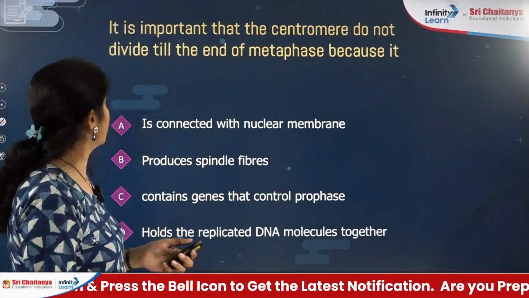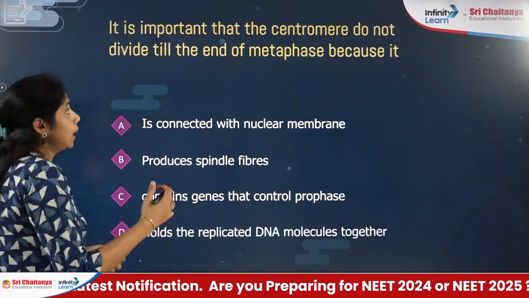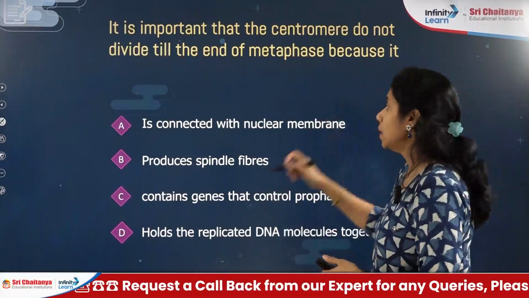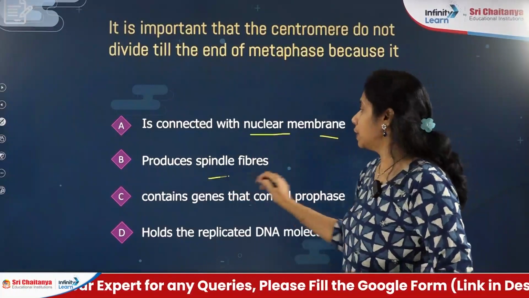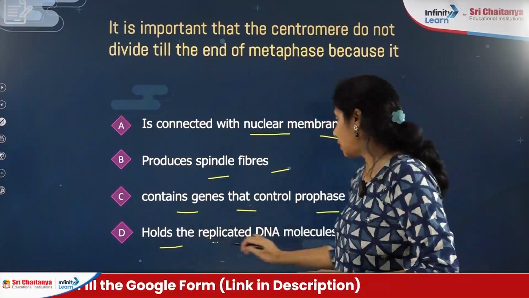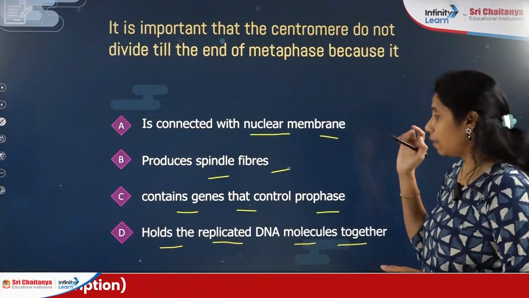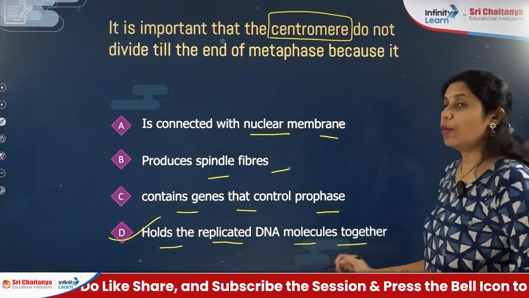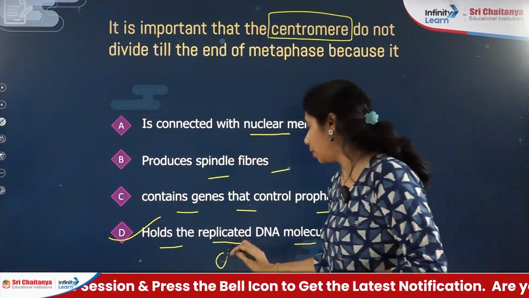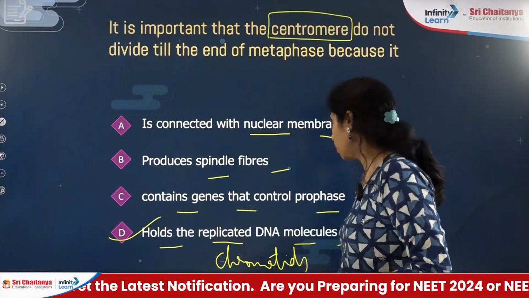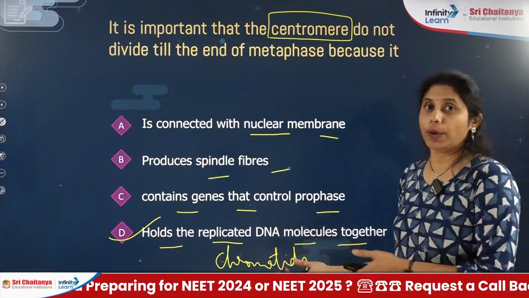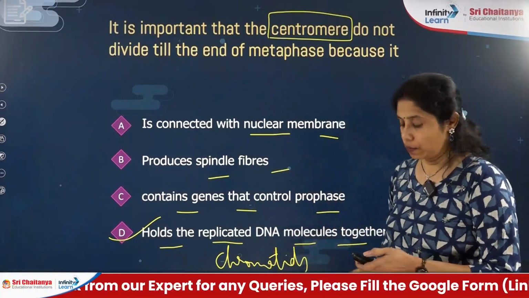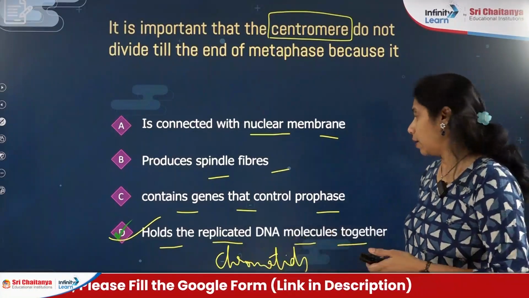It is important that the centromere does not divide till the end of the metaphase. Why is it not dividing at the metaphase, and why does it divide only in the anaphase? Options: because it is connected with the nuclear membrane, it produces spindle fibers, contains genes that control prophase, or holds the replicated DNA molecules together. In the metaphase, the centromere is holding the replicated DNA molecules together, or you can think that chromatids are held together because of the centromere. The replicated DNA molecules are nothing but the chromatids. So it is holding the two sister chromatids together, and they are not dividing. So the correct answer is: holds the replicated DNA molecules together.